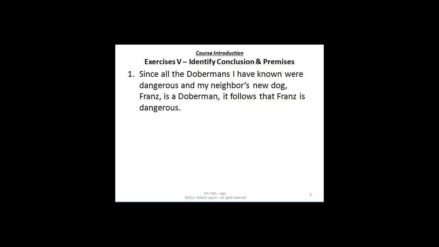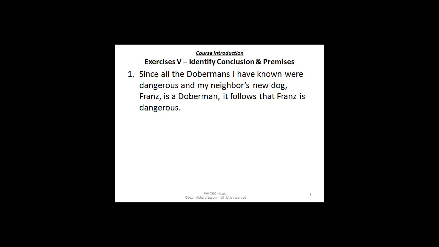So let's look at our first example that they gave us a solution to, but let's go through it as if they hadn't, because it helps. Okay, since all Dobermans I have known were dangerous, and my neighbor's new dog, Franz, is a Doberman, it follows Franz is dangerous. Now, the first thing, remember I said, you want to start out by figuring out what the conclusion is. Maybe you think it's obvious here, but let's look for premise indicators and conclusion indicators.